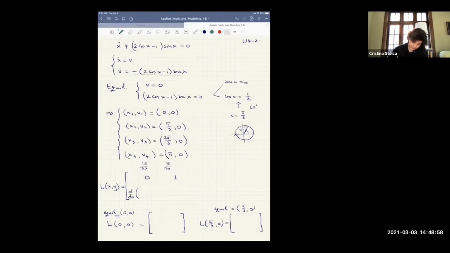Of minus 2 cos x, minus 1 sine x, yeah? And then here is a 0. So this is 0, 1, and then we do this derivative. What do we get? I have to do the derivative with respect to x of this. We get 2 cos 2x, and then minus cos x, and the 0. Okay, so where should I do this calculation?